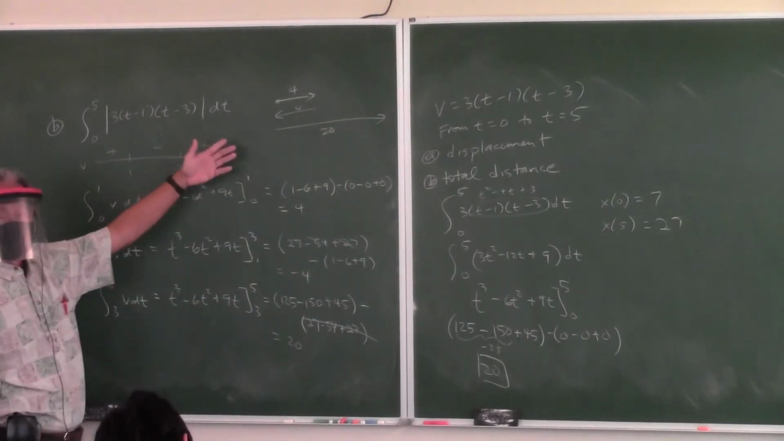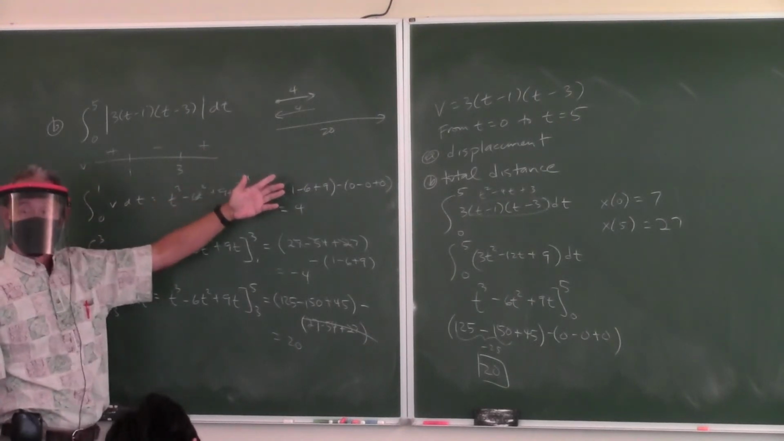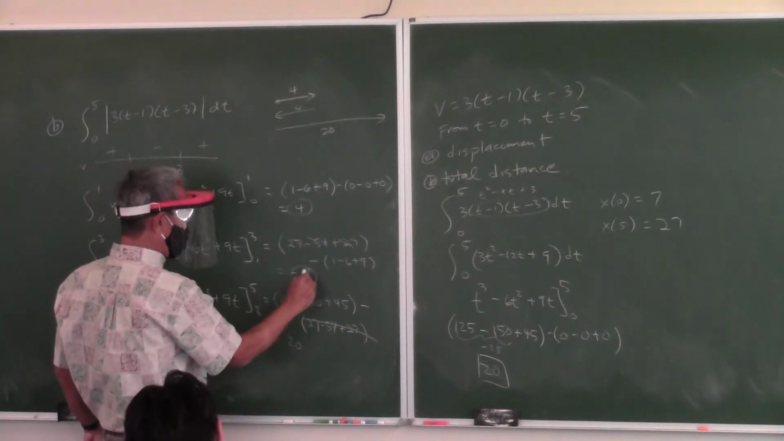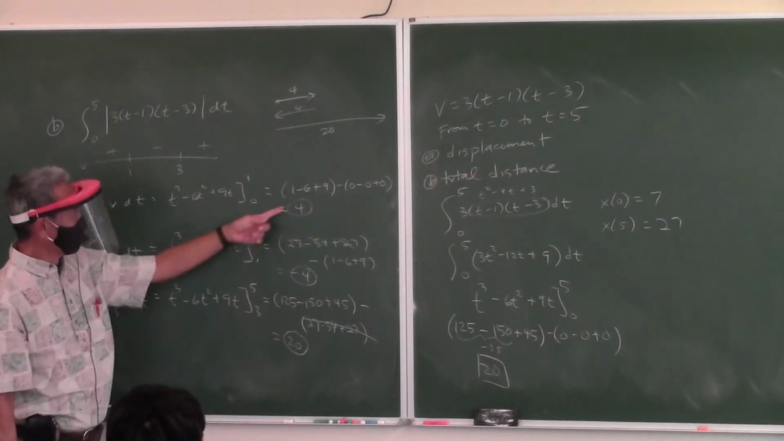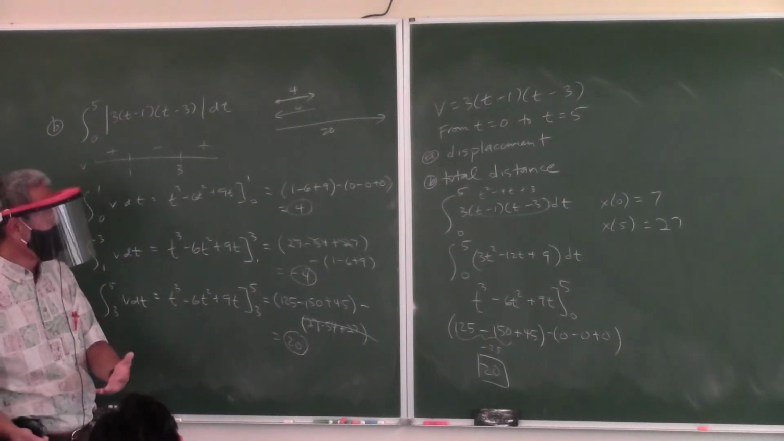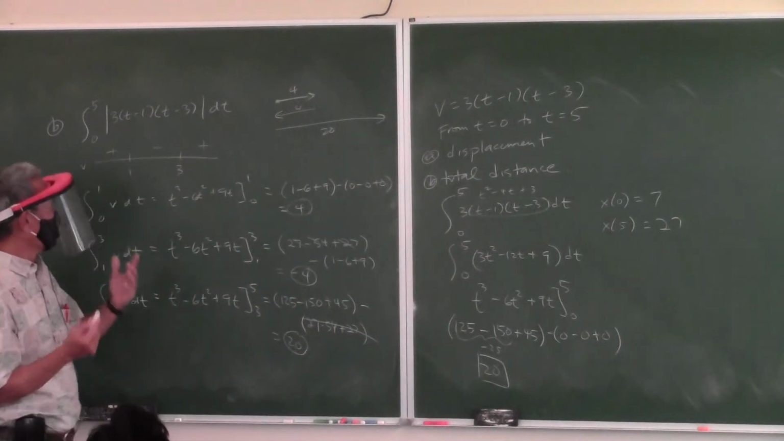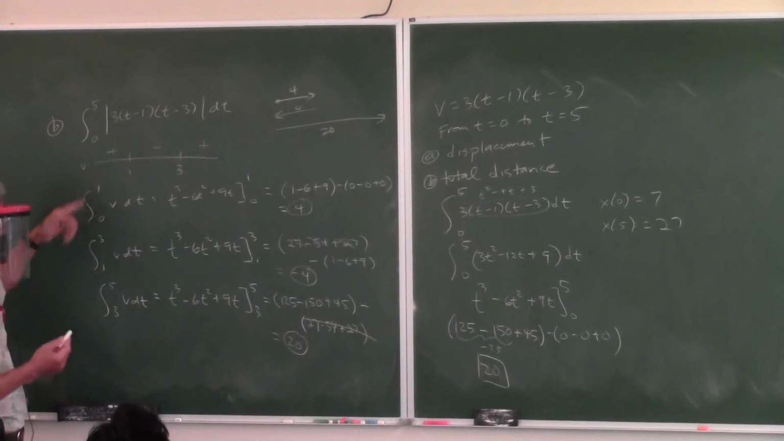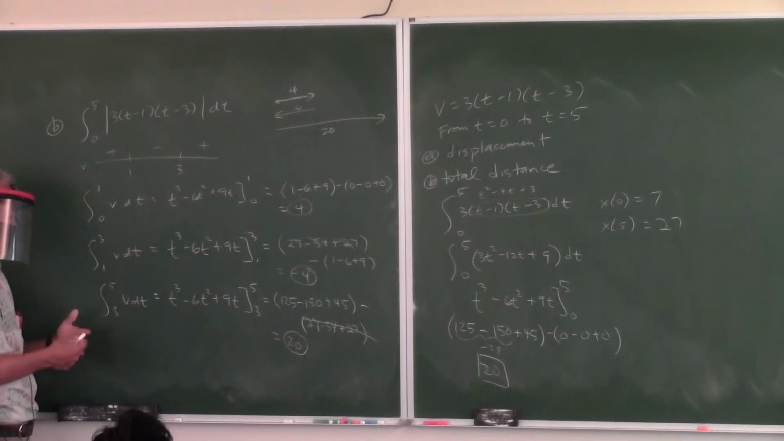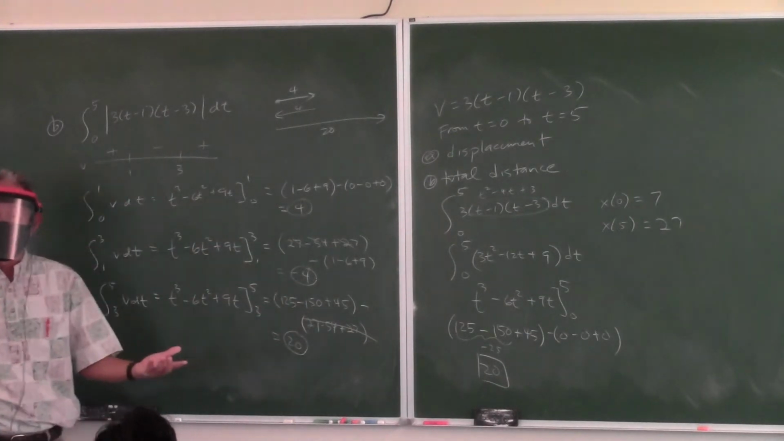So, look at the picture. What is the displacement? 20. And how did you get that 20? You simply add these numbers up. This plus this plus this is 20. Doesn't that make sense? Isn't that one of the properties of integrals? The integral from 0 to 5 is equal to the integral from 0 to 1 plus the integral from 1 to 3 plus the integral from 3 to 5, right? Remember the properties of integrals? So if you simply add these numbers, that's the displacement.